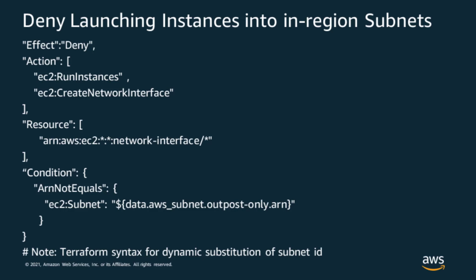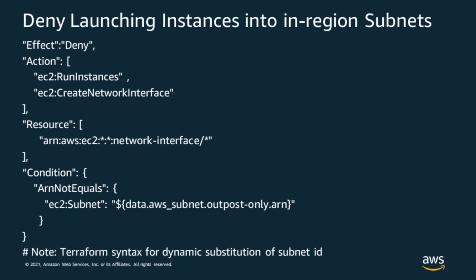Okay, let's look at other examples. So let's deny instances to in-region subnets. So again, here the effect is deny. The action is run instances or creating EC2 create network interface API calls. Here the resource is a network interface, just has a single condition. That EC2 subnet condition key says what is the subnet that's applicable for this request. And here we're going to substitute in just Outpost only subnets.